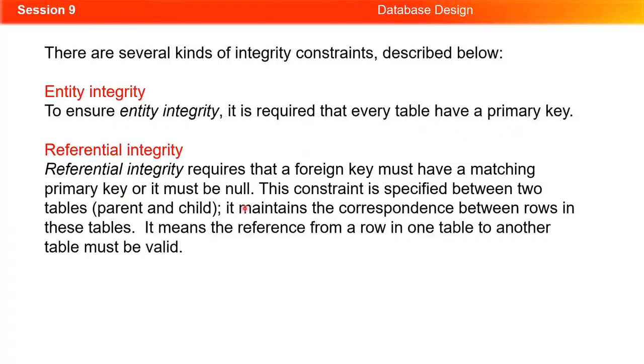Then there's referential integrity, and that requires that a foreign key must have a matching primary key, or it must be null. This constraint is specified between two tables, parent and child, and it maintains the correspondence between the rows in these tables. It means the reference from the row in one table to another must be valid.